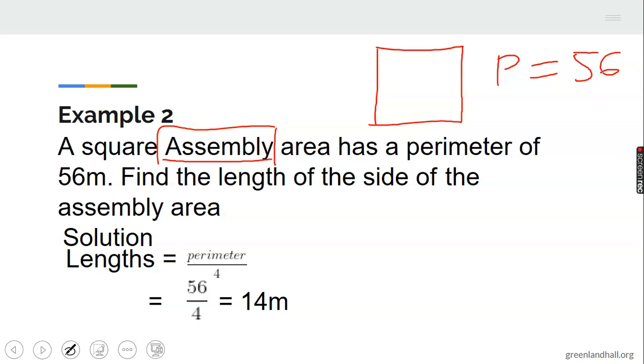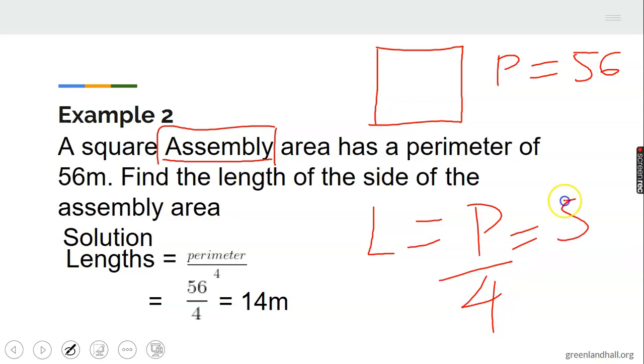Now, look. We said L equals the perimeter all over 4. What's our perimeter? 56 divided by 4. Now, 4 in 5, 1. Put the 1 here. 4 in 16, 4. That means our answer equals 4 meters. That is how to calculate the length of the side of a square when you are given the perimeter.